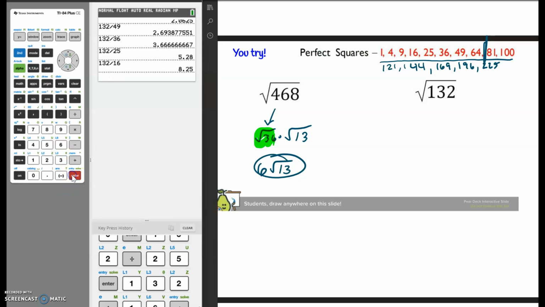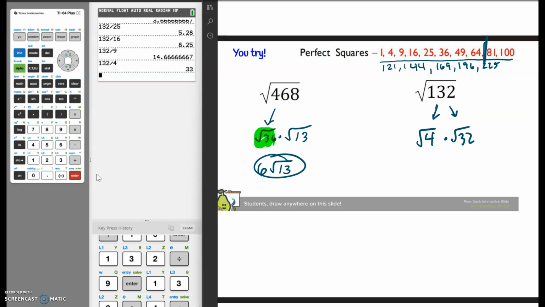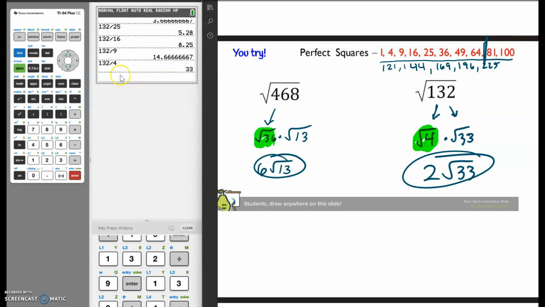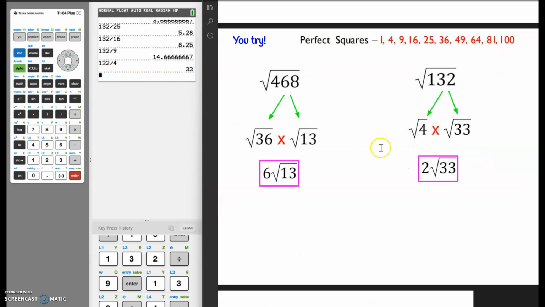Divided by 16. Still nothing. 132 divided by 9. Still a decimal. Divided by 4. 4 times 33. Yikes, all the way to the end there. We can take the square root of 4, so we can simplify the square root of 132 into 2 times the square root of 33.